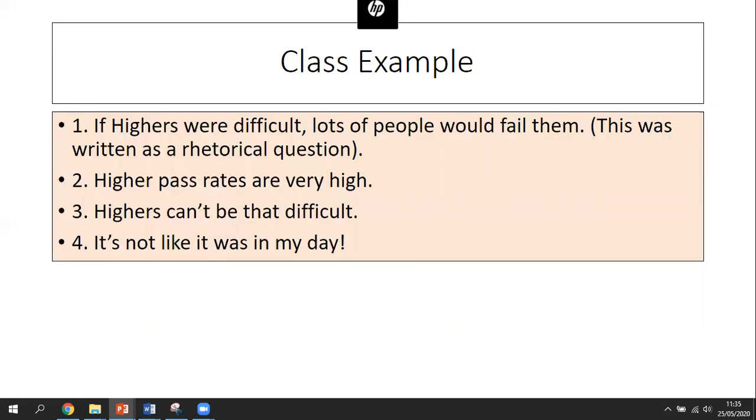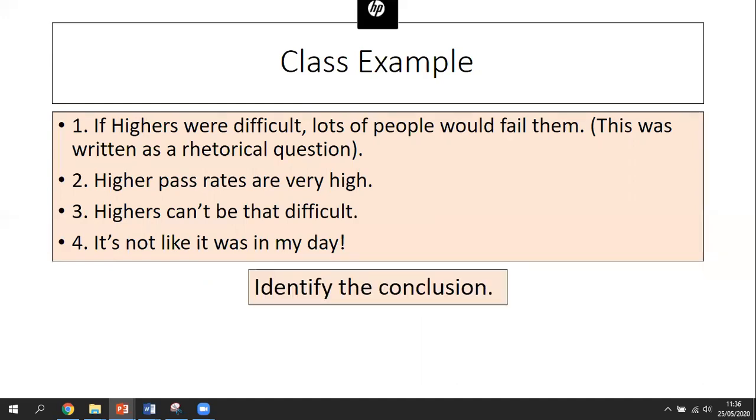So here we go. Let's split this up. So if hires were difficult, lots of people would fail them. This was written as a rhetorical question. Higher pass rates are very high. Hires can't be that difficult. It's not like it was in my day. These are the sentences which appear in this argument.